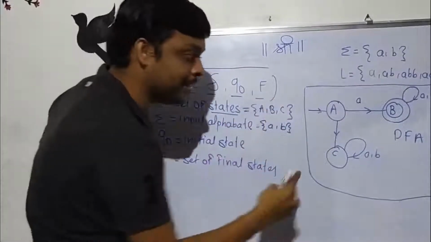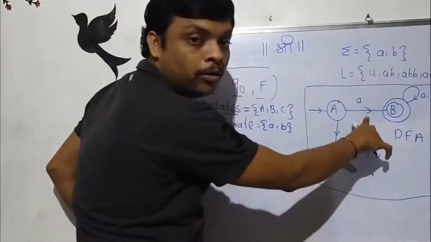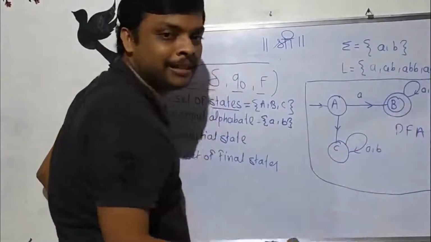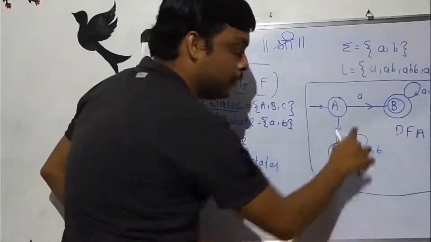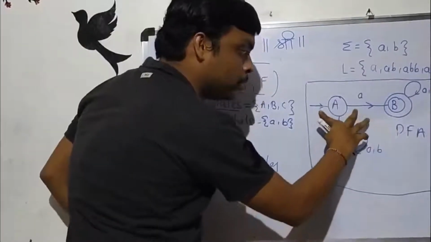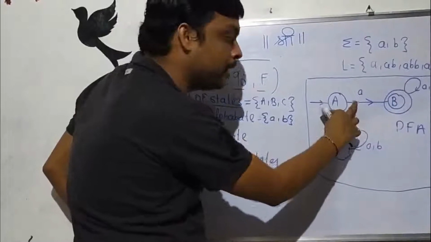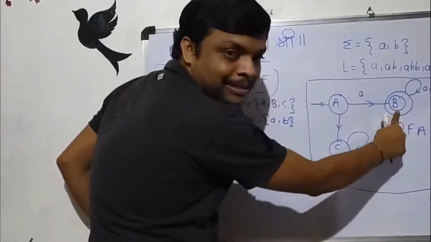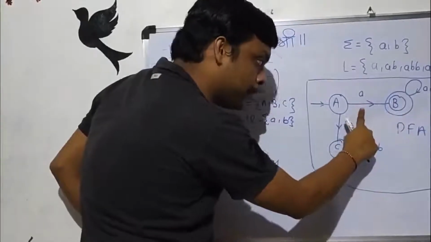Otherwise you may say that here also there is an arrow, and then we may say that B can also be treated as the initial state. It's not like that. These two arrows are different. Why different? Because this arrow has a source as well as a destination. Which is the source of this arrow?